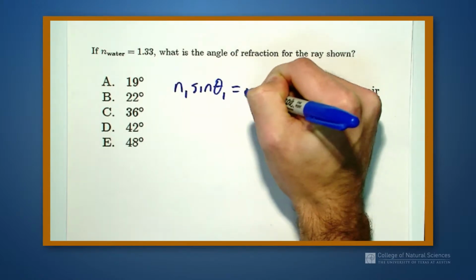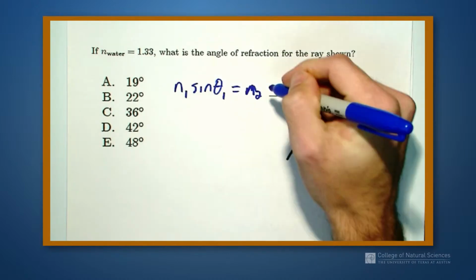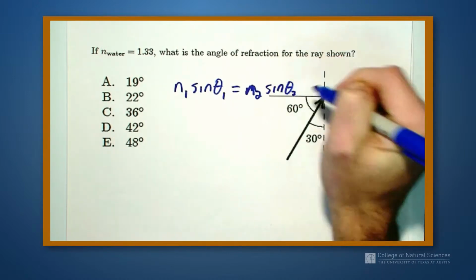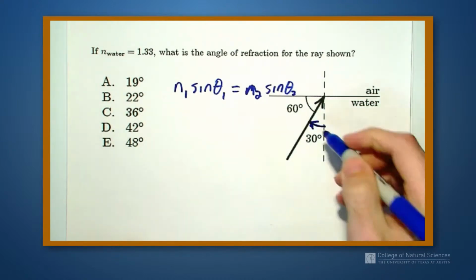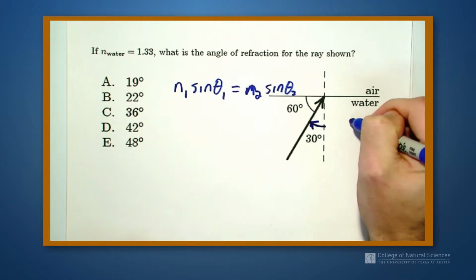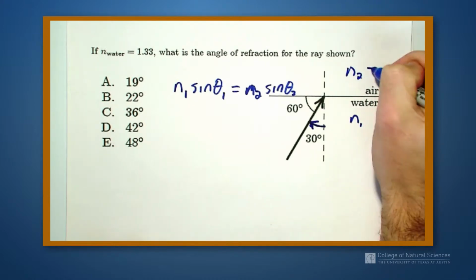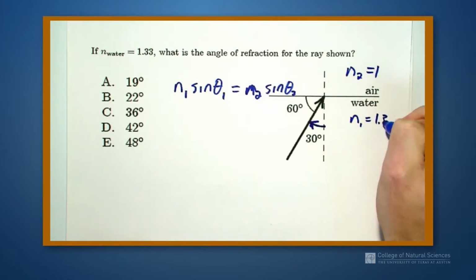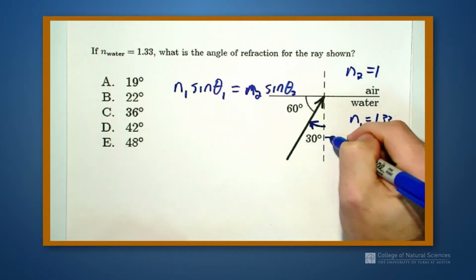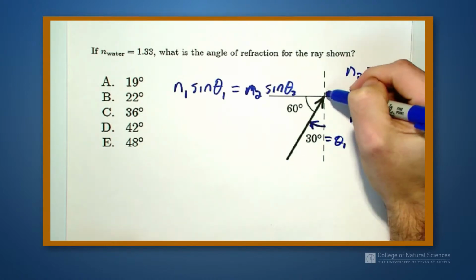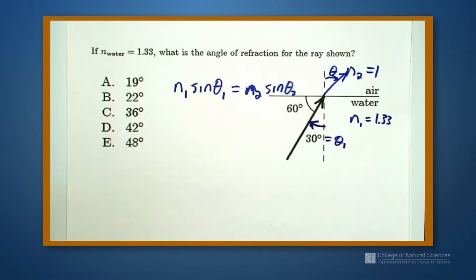using Snell's law, which says n1 times the sine of the angle 1 is equal to n2 times the sine of the angle 2. And we measure all of our angles off the normal. So our first index of refraction is n1. It's going to be in water. n2 is going to be air. And I know that n2 is equal to 1, and the problem gives me that n1 is equal to 1.33. So I'm trying to figure out what the angle is.